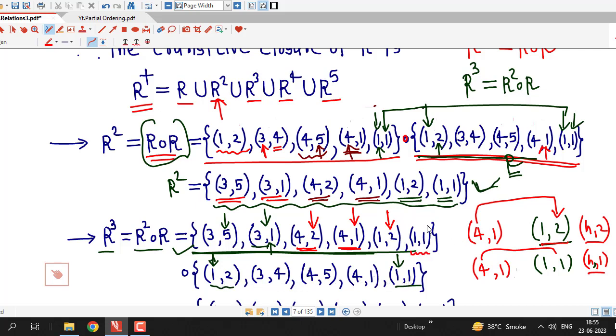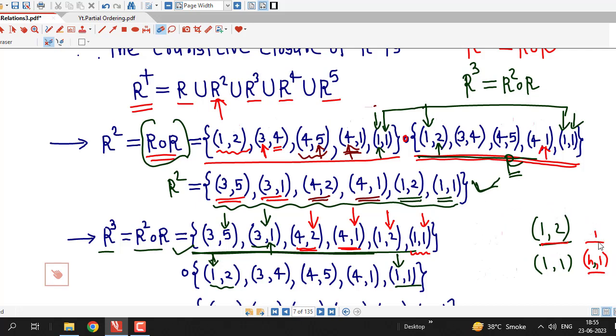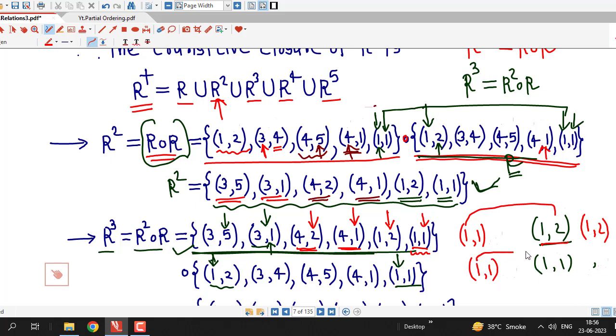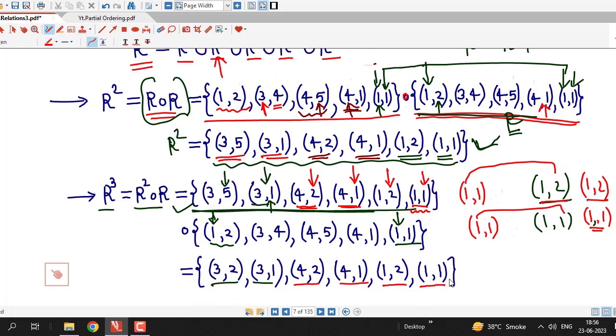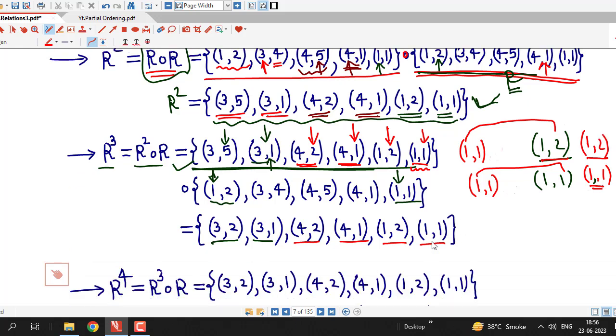And finally again I have second component as 1, so I have already written those ordered pairs whose first components are 1 here. So I will combine these two ordered pairs with this ordered pair 1 1. 1 1 belongs to R2 and 1 2 belongs to R. Similarly 1 1 belongs to R2 and 1 1 belongs to R. So by combining these two, I will write ordered pair 1 2, and by combining these two, I will write ordered pair 1 1. So my last two ordered pairs are 1 2 and 1 1 in R3. So this is our third power of R.